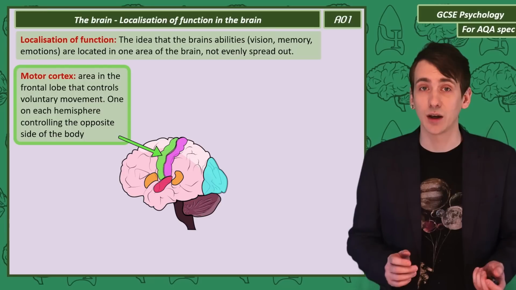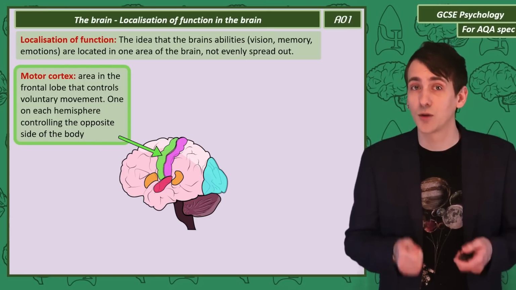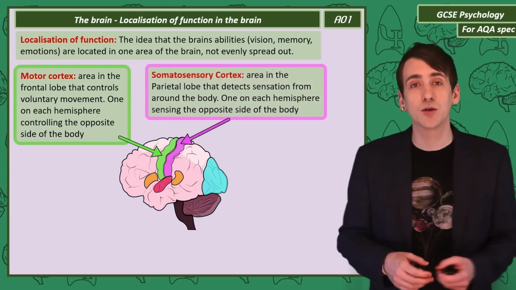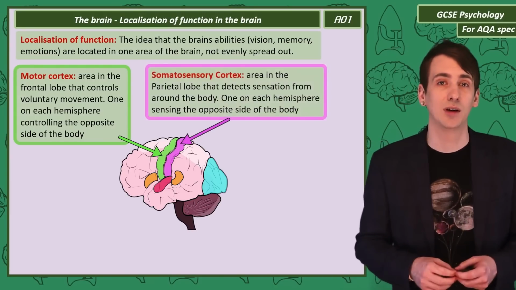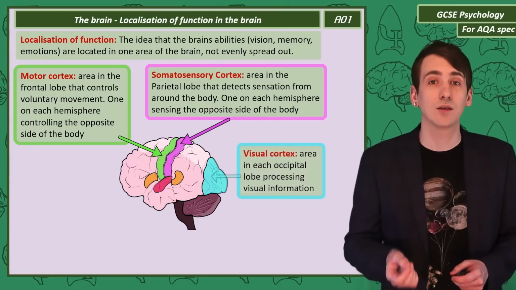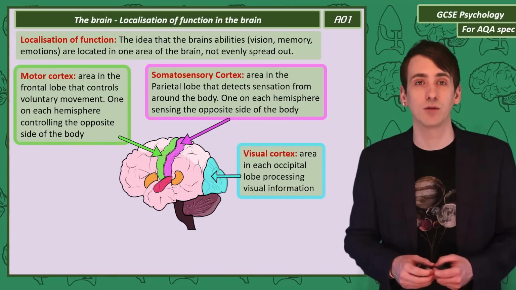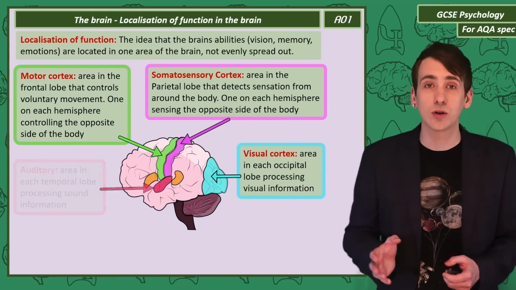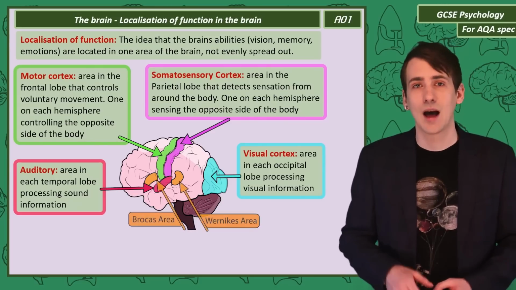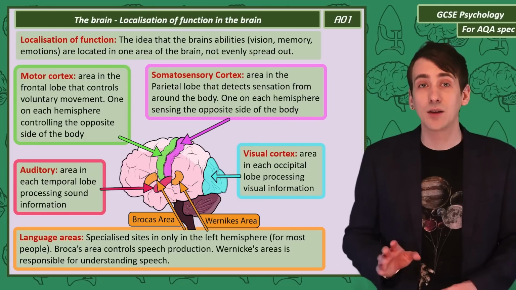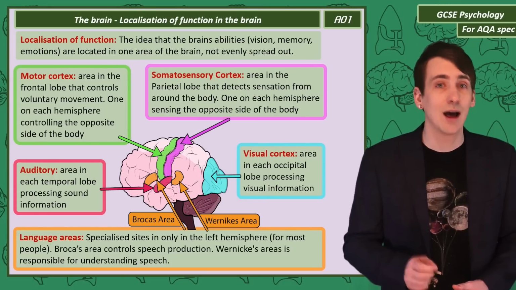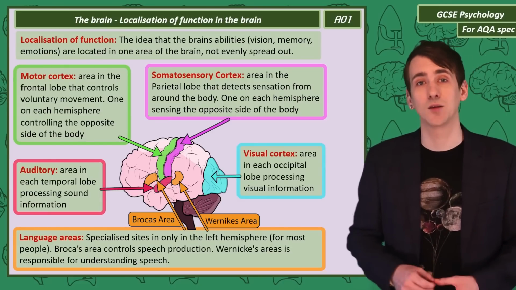You have one in each hemisphere, and the brain is contralateral, so the motor cortex moves the body on the opposite side. The somatosensory cortex runs along each of the parietal lobes. It detects touch sensation from the opposite side of the body. And the visual cortex, one in each occipital lobe, processing visual information. The auditory cortex, one in each temporal lobe, processes sound information. And specialist language areas. These are only found in the left hemisphere. Broca's area controls speech production, and Wernicke's area is for understanding speech.